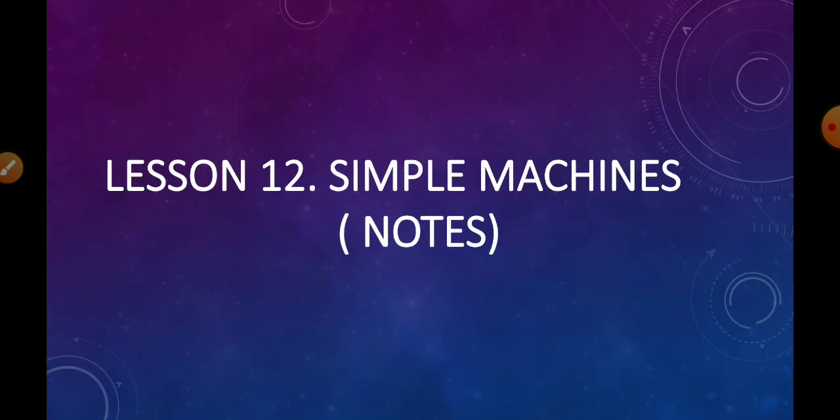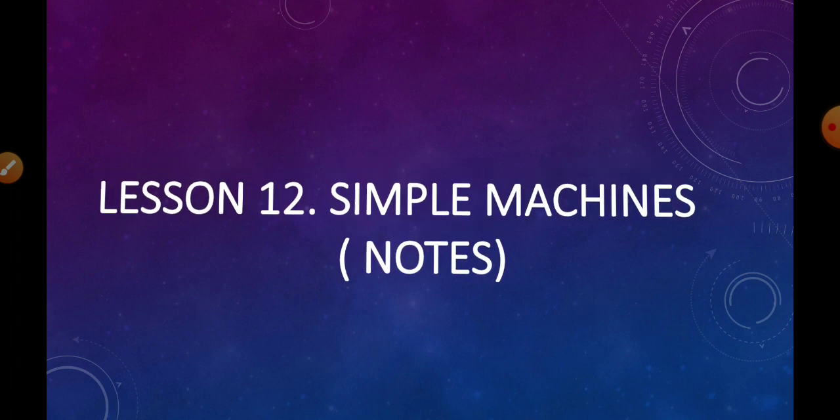We are writing the notes of the 12th lesson, that is simple machines. In the previous lecture we have completed 3 questions. Today we are going to write the second part of the fourth question. The first part we completed in the last lecture. Which is the fourth question? What is a lever? How are the orders of the lever determined?